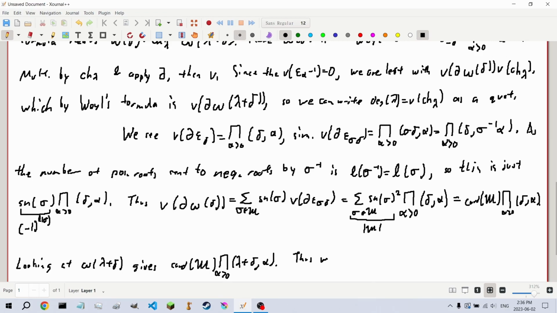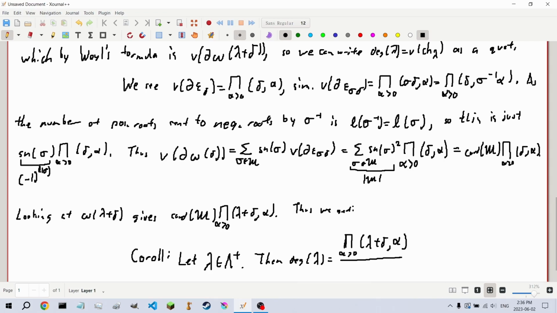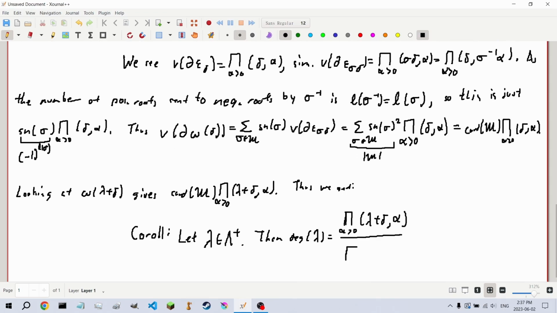Thus, we get a corollary. Let lambda be a dominant weight in lambda plus. Then the degree of lambda is the product over the positive roots of the form of lambda plus delta with alpha, over the product over the positive roots of the form of delta with alpha.